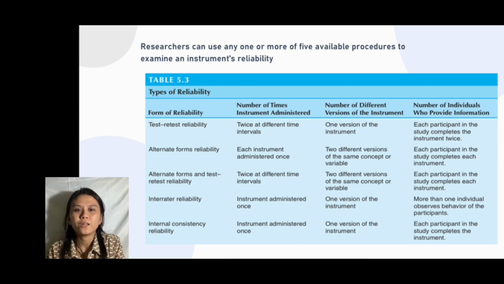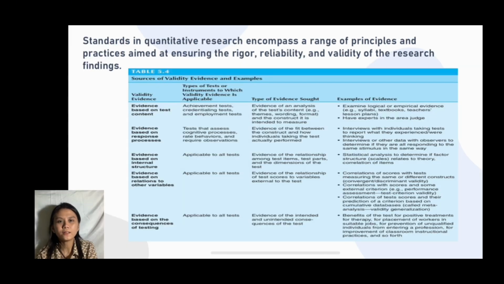Number 5 is the internal consistency reliability. The participants complete the same instrument once, assessing the consistency of responses within the instrument. If someone completes items at the beginning of the instrument one way, then they should answer the questions later in the instrument in a similar way. Quantitative research encompasses a range of principles and practices aimed to ensure the rigor, reliability, and validity of the research findings. So these are the validity evidences.